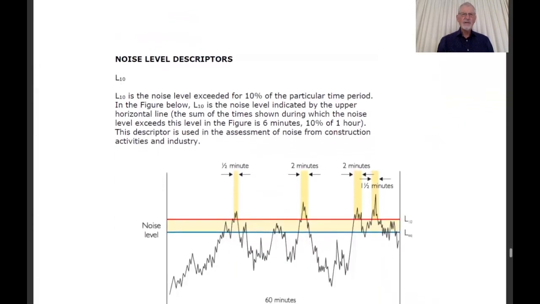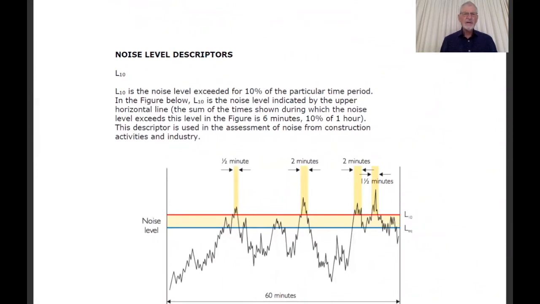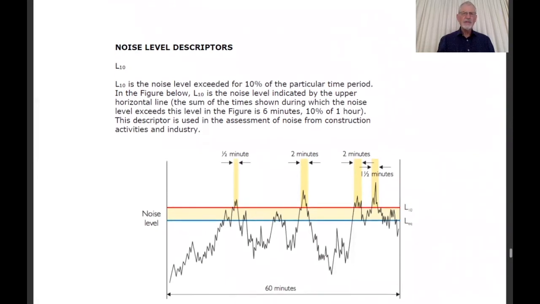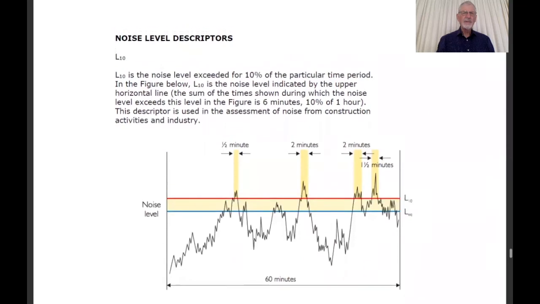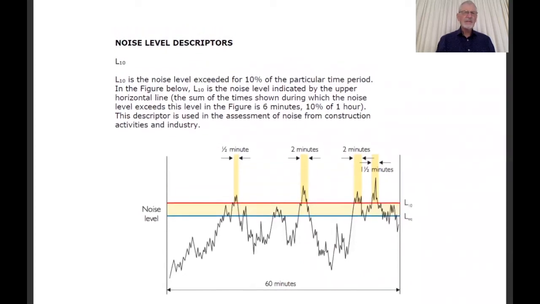And finally, we look at noise level descriptors. If you have a sound level meter and you're taking a continuous recording, then you can run that data into a calculator or into particular circuitry in the meter, and you can come up with an L10, which is one of the descriptors. It indicates that the sound level has been above a certain level of dBA for 10% of a particular time period, as illustrated by that graph.